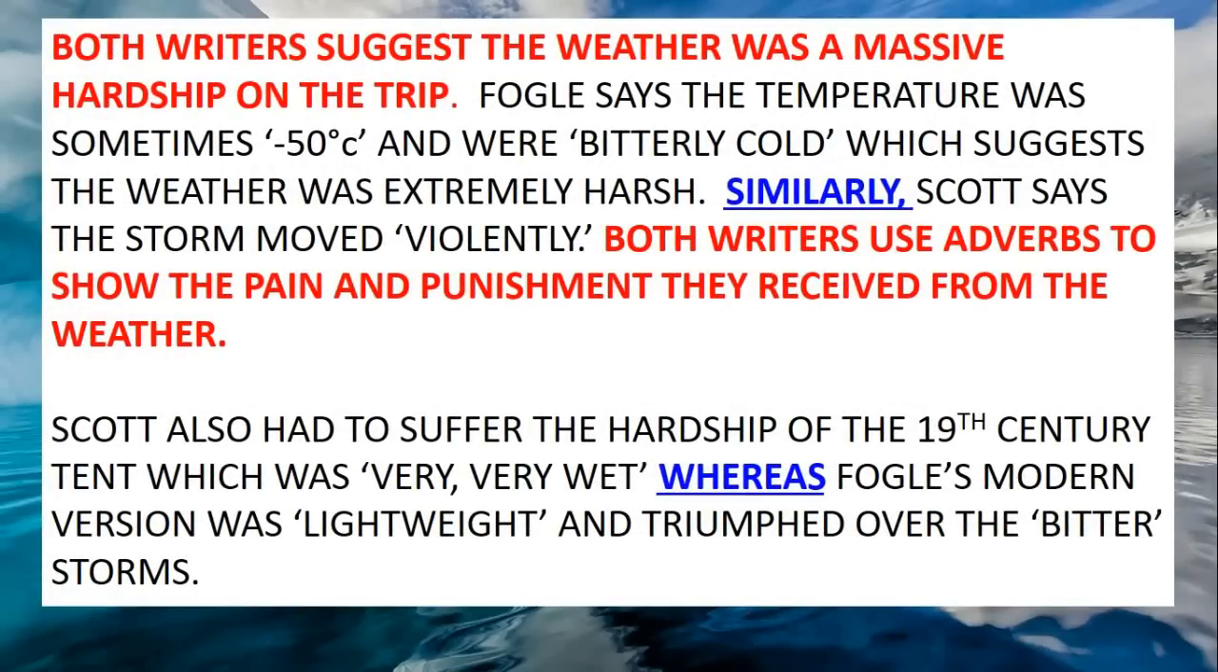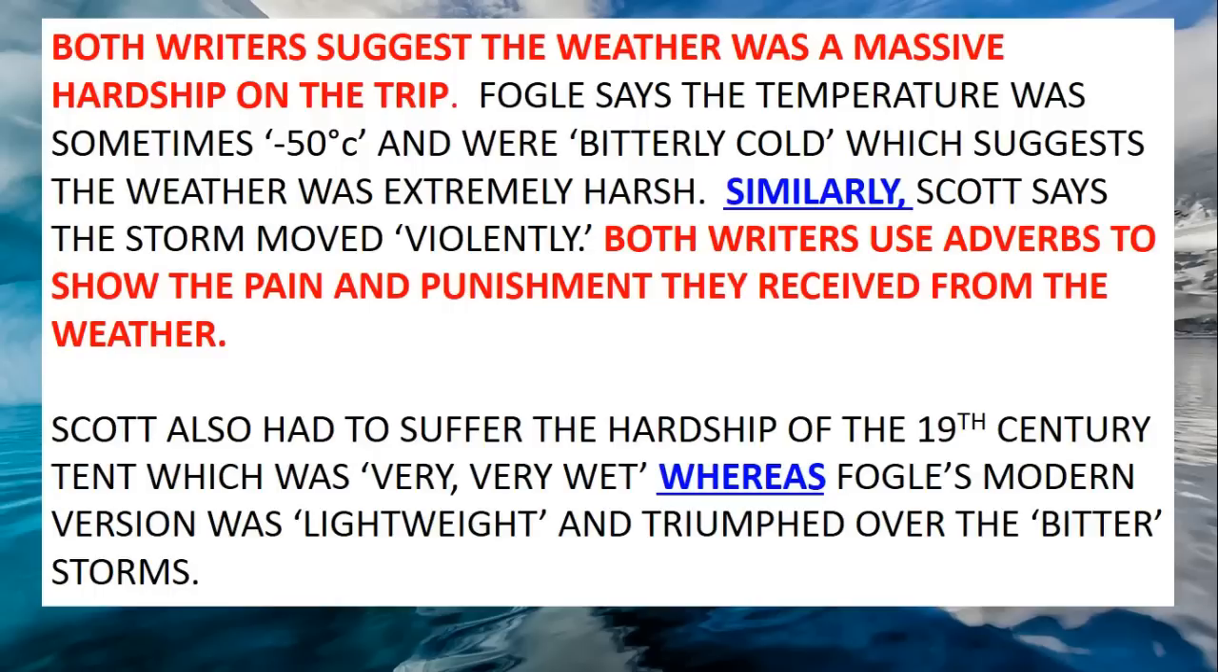Both writers suggest the weather was a massive hardship on the trip. Okay, we've talked about this one, so we'll say it anyway. Fogle says the temperature was sometimes -50 and was bitterly cold, which suggests the weather was extremely harsh. Scott says the storm moved violently. Both writers, and so on. We talked about that one.